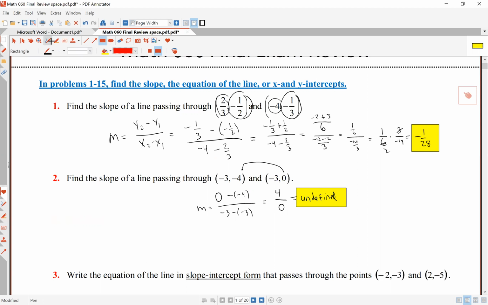So remember, when you have points where you're rising 4 and running 0, that's our vertical line. And so I used a mnemonic device for that one. Vertical lines have undefined slopes, but their equations, if we were to write the equation of the line passing through those 2 points, it would be x equals negative 3.